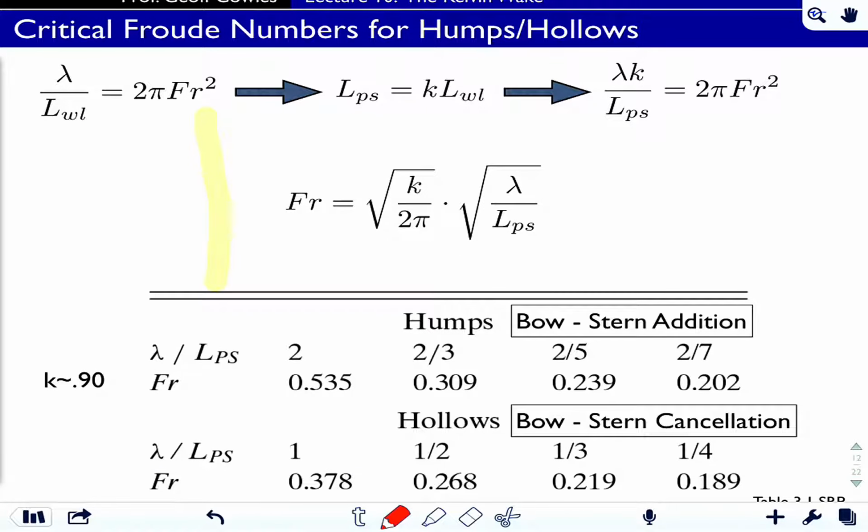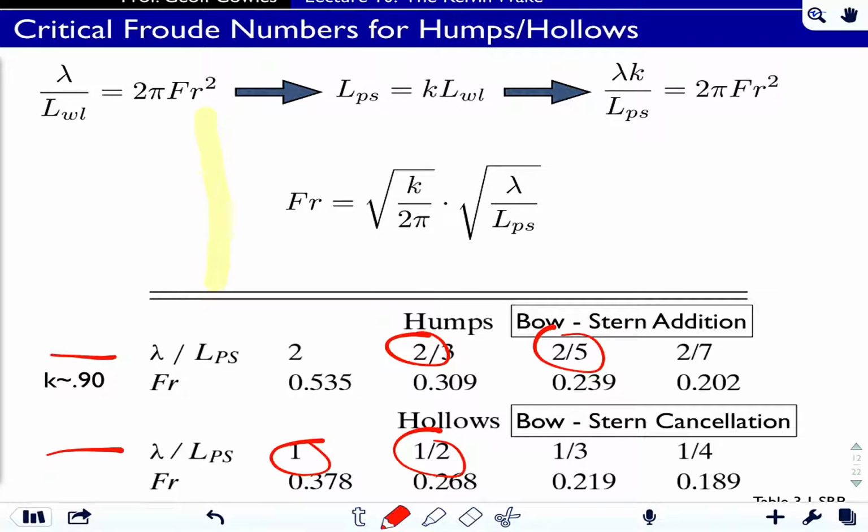So now we've seen the relationship between lambda over LPS, what critical lambda over LPS values we need for humps and hollows, and we see them here. I've recited them here: 2/3, 2/5, 2/7, 1, 1/2, 1/3, 1/4. So we went through pictorially, we looked at these particular ones, and you can draw the other ones pretty simply if you understand what's going on there.